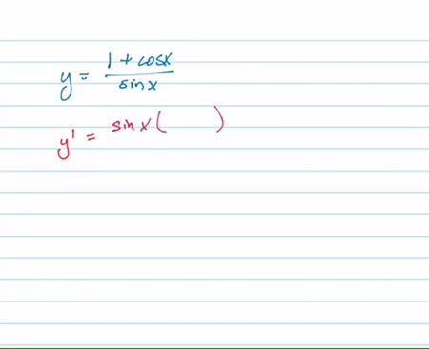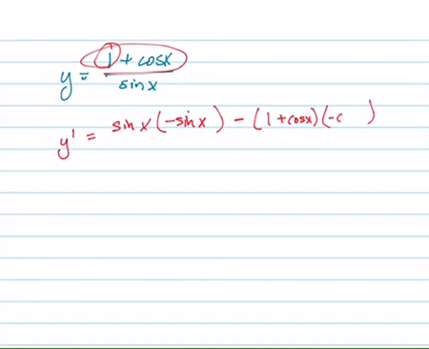The derivative of the high, that's just negative sine x, because remember the derivative of 1 is 0, minus high, which is 1 plus cosine x, d low. The derivative of the low is negative cosine x. I'm sorry, that's not true. The derivative of the low is just cosine x, all over low squared.